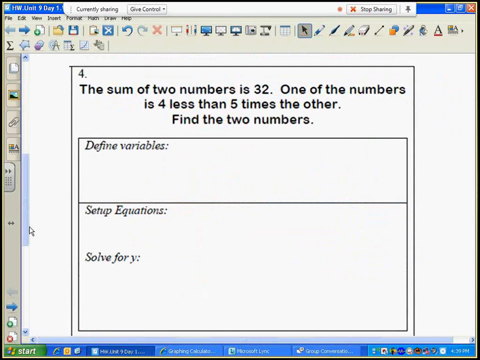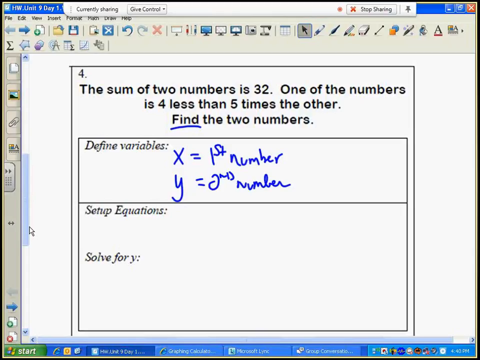The sum of 2 numbers is 32. One of the numbers is 4 less than 5 times the other. Find the 2 numbers. Okay, let's do our variables here. Looking for question marks, looking for the word find. Found it. Find what? Find the two numbers. Okay, well, my two variables now, my x and my y, are two numbers. So I'll write first number, second number.